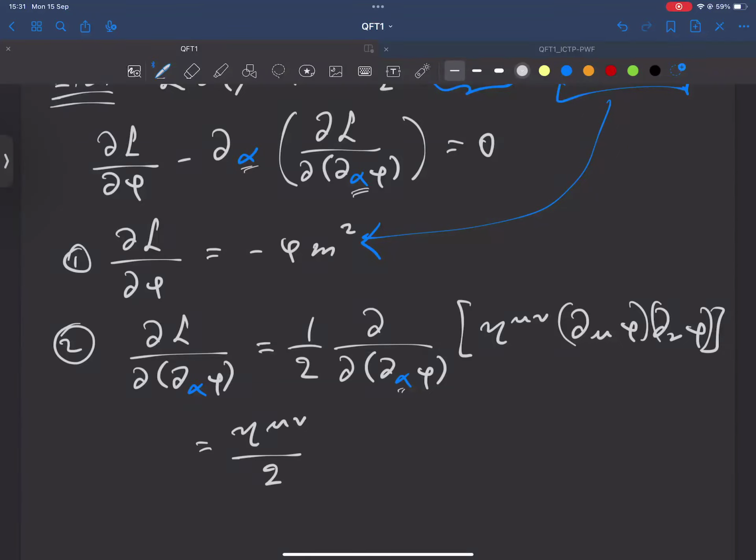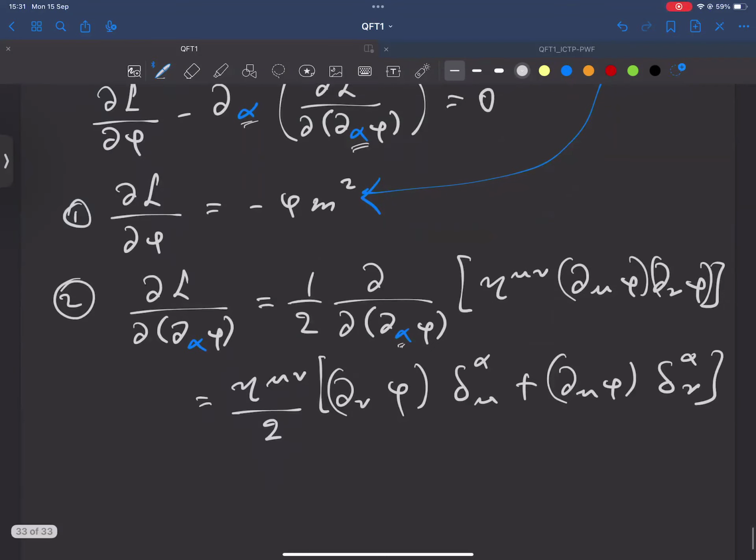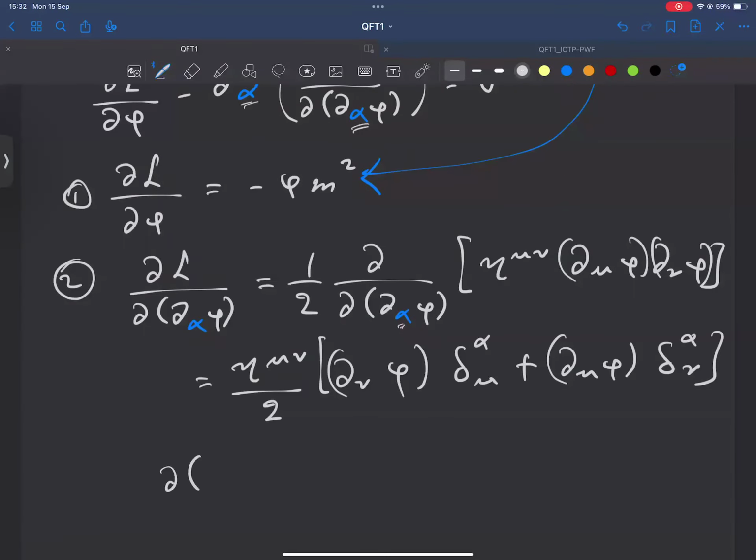Now, if you do this, so if this alpha hits the mu, again, just product rule. So that gives you a Kronecker delta like this. And if it hits the second piece, then it gives the Kronecker delta like this. Okay. And the reason is this identity. This is delta alpha mu.